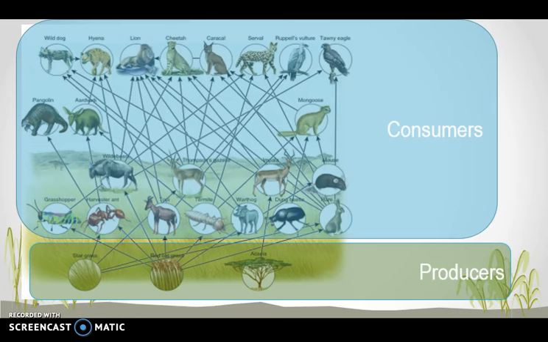So you are responsible for knowing various relationships within an ecosystem. The first relationship you're responsible for knowing is the producer-consumer relationship. And as we previously discussed, the producers produce their own energy. They do not need to consume it.